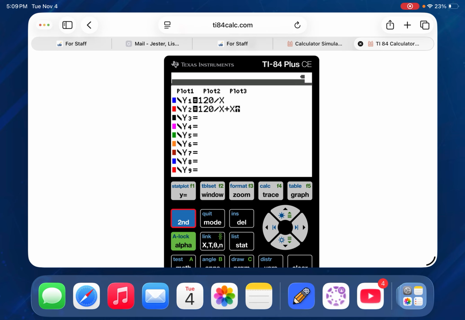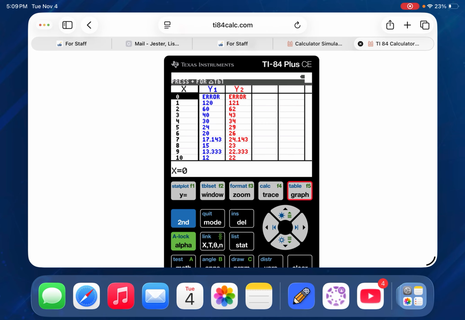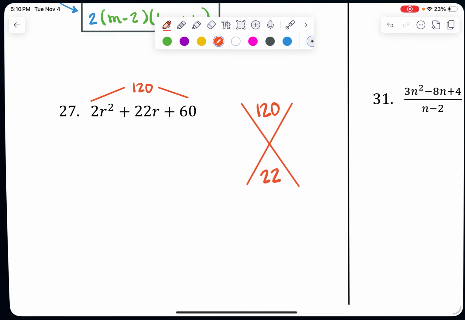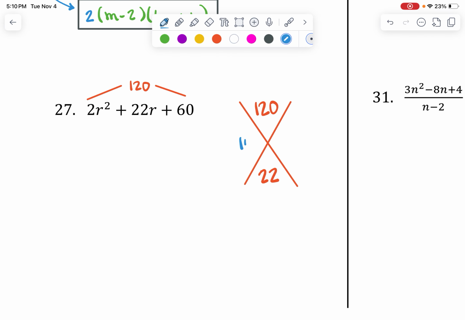And then I'm going to go look at my table, and I'm looking for a 22. And yay, it's at the very, very bottom of the table. So that 22 in my red column at the bottom tells me my 2 magic numbers are 10 and 12. So now I can go back over here, and I know 10 and 12 are my 2 answers. So I know this 22r was created from a positive 10r plus 12r. And then I'm going to bring down my 2r squared plus 60. And yay, the hardest part is over, right? I've turned my 3 terms back into the correct 4 terms.